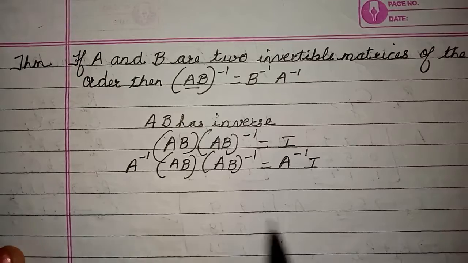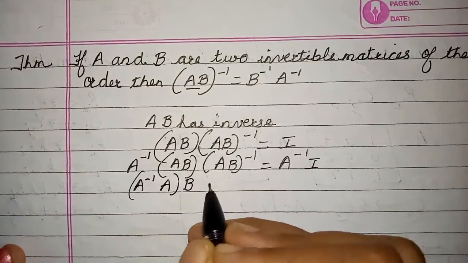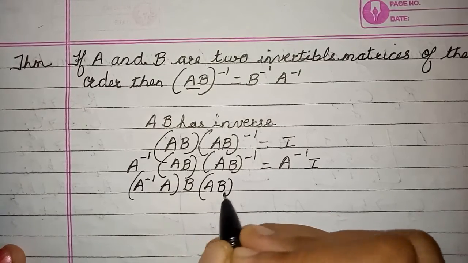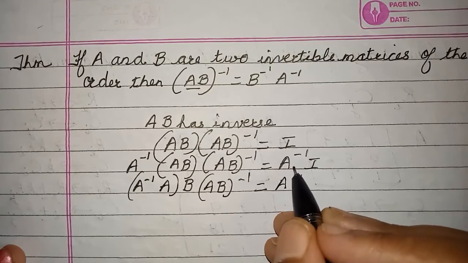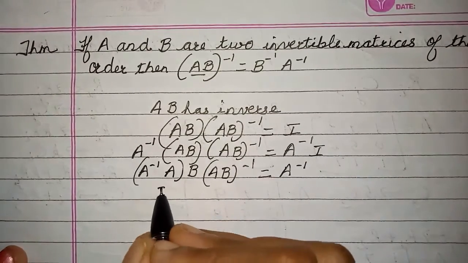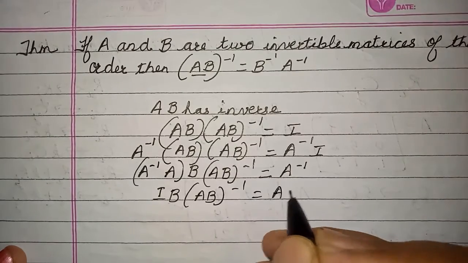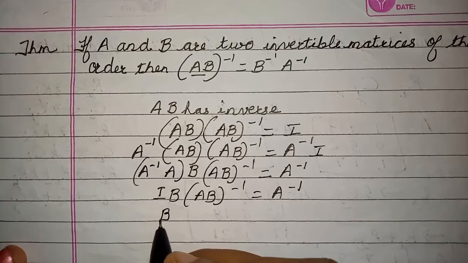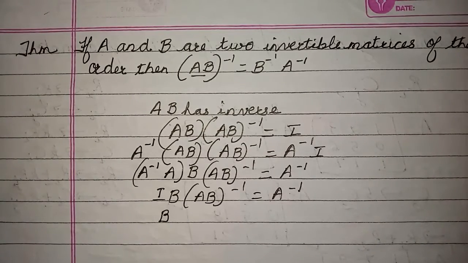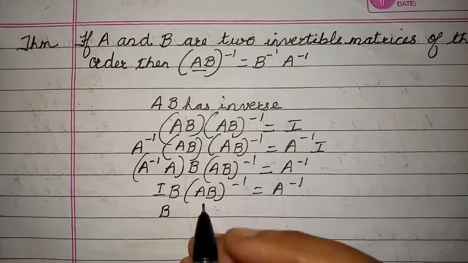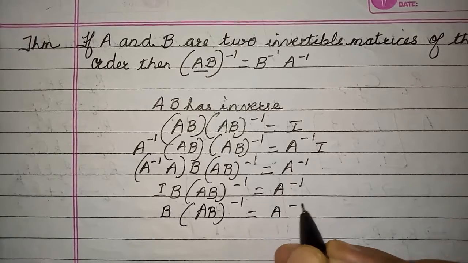Now you know that matrix multiplication is associative, so I am going to just change the order. You know that A inverse into I is A inverse, because A inverse exists. A into A inverse is I by definition. So we get I into B, B times AB inverse, and because it is invertible and you also have the identity matrix in that, B into AB inverse is equal to A inverse.